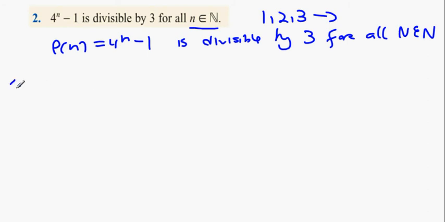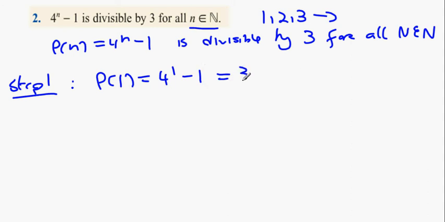Step 1 is find out if P of 1 is true. So P of 1 equals 4 to the power of 1 minus 1. That equals 3. 3 divided by 3 equals 1. Hence, P of 1 is true.